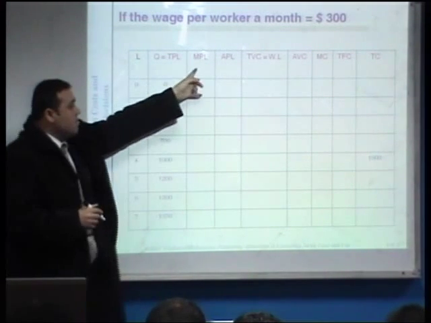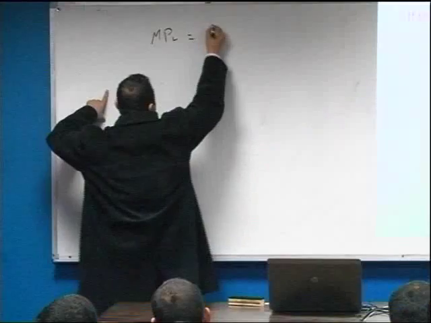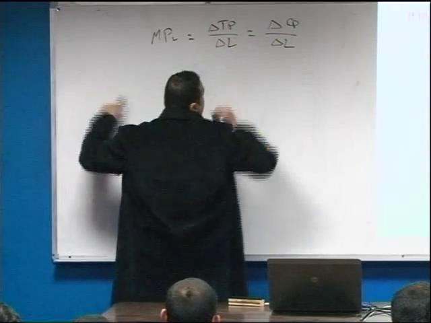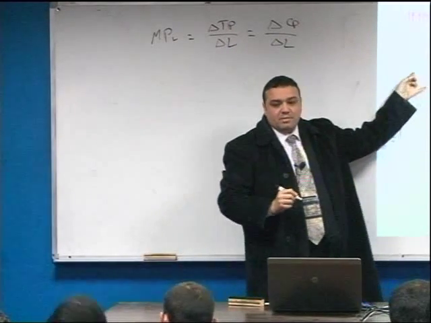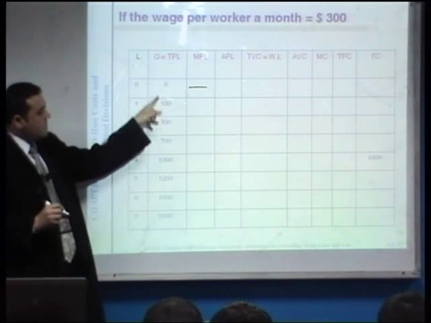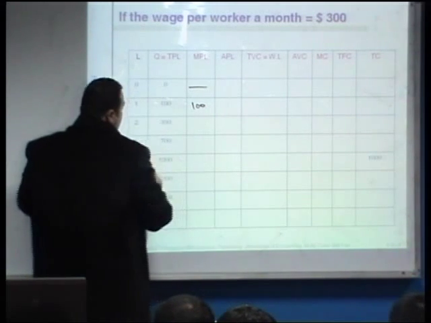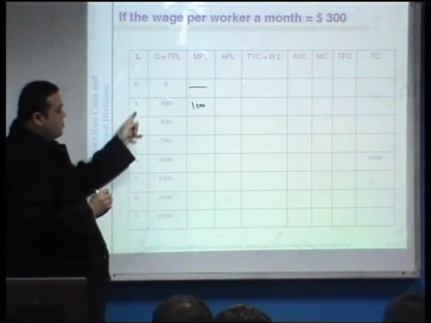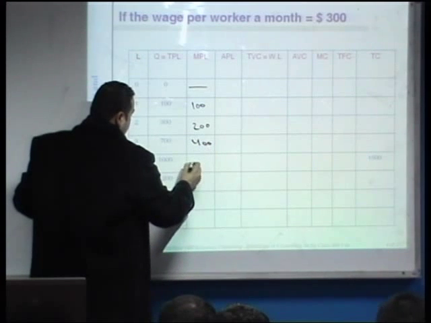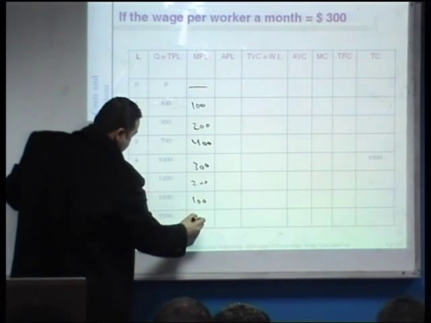As we mentioned, the marginal production of labor, MPL, equals delta TP over delta L, or delta Q over delta L. In the first case, when the labor is 0 and the Q is 0, there is no change. Then 100 minus 0 over 1 minus 0 is 100. 300 minus 100 over 2 minus 1 is 200. And so on: 400, 300, 200, 150, right?